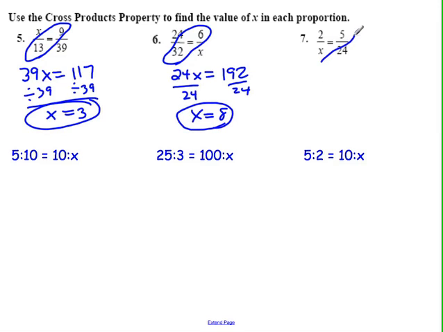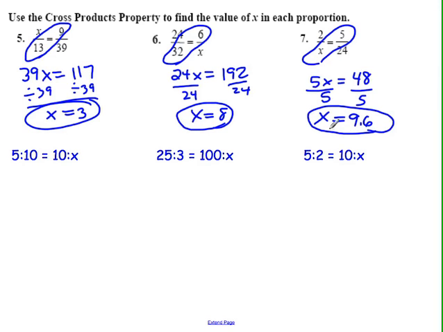This next example, I have 5 times x equals 2 times 24, that's 48. When I divide by 5 on both sides, you don't always get a really nice number back, but in this case it's 9.6, not a big deal. You can have integers, positive or negative. You could also end up with decimals.